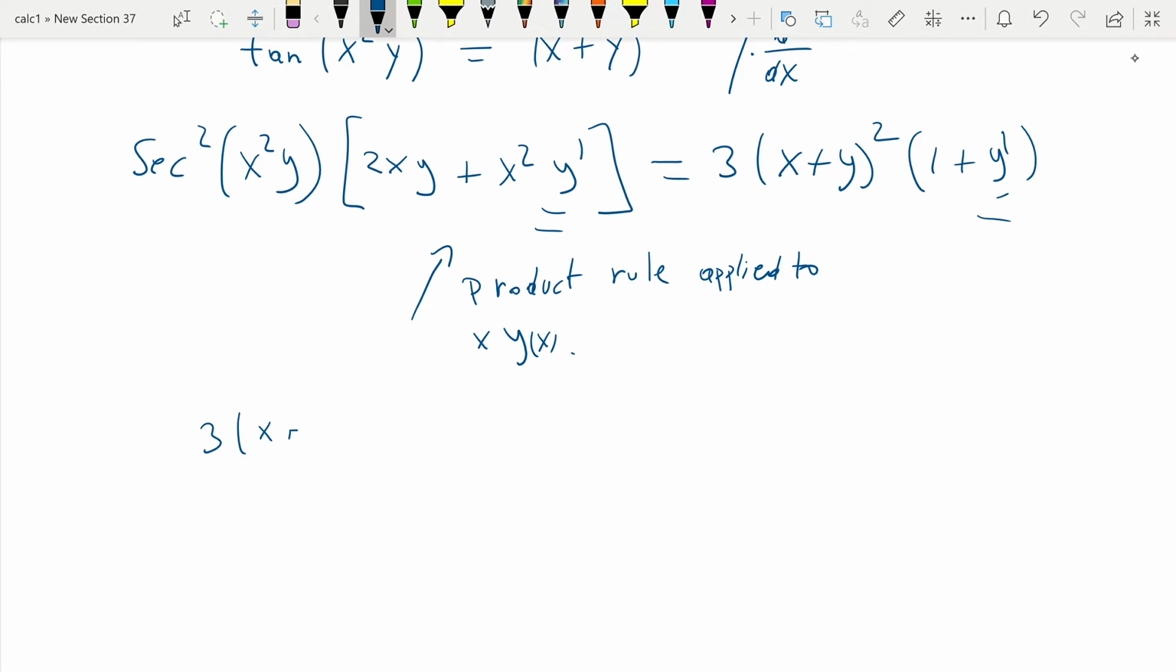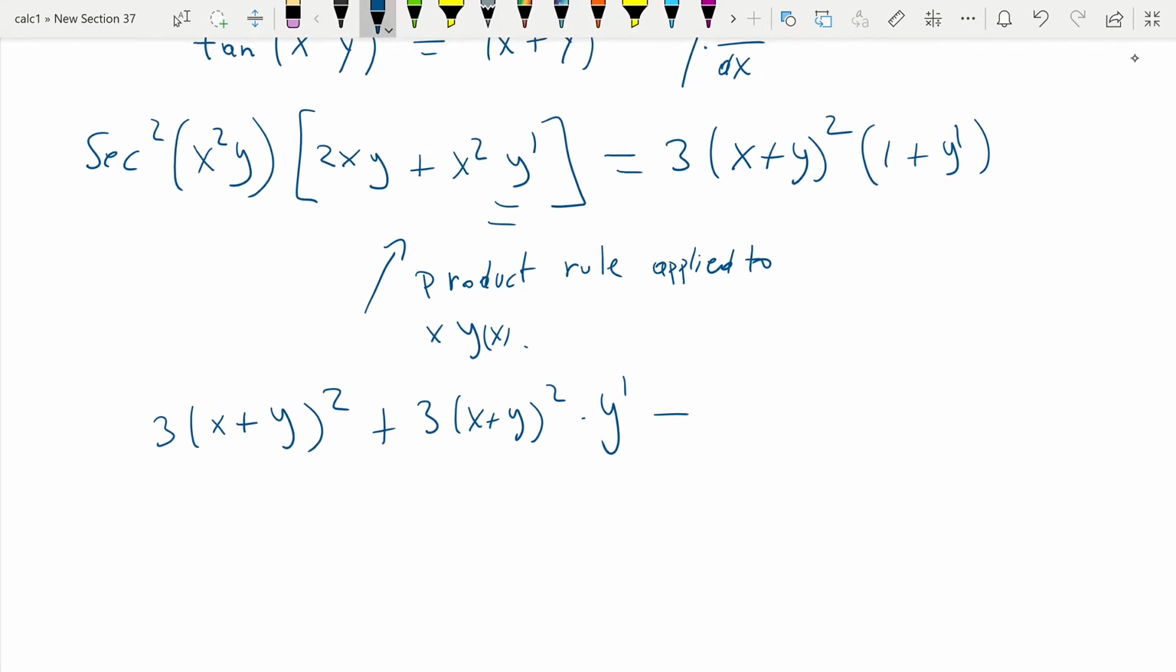3x plus y. I'm going to write the right hand side and the left hand side now. 3 times x plus y squared. And I'm going to open the parenthesis here. So this is 3x plus y squared times 1. So I'm going to distribute here. And then the next thing is multiplying again this outside function times y prime, and then minus the secant of x squared y times 2xy.